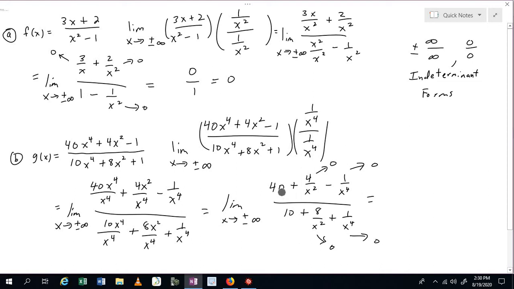And so you can see the top is going to get closer to 40, whereas the bottom is going to get closer to 10. So this is going to get closer to 40 divided by 10, which is equal to 4.